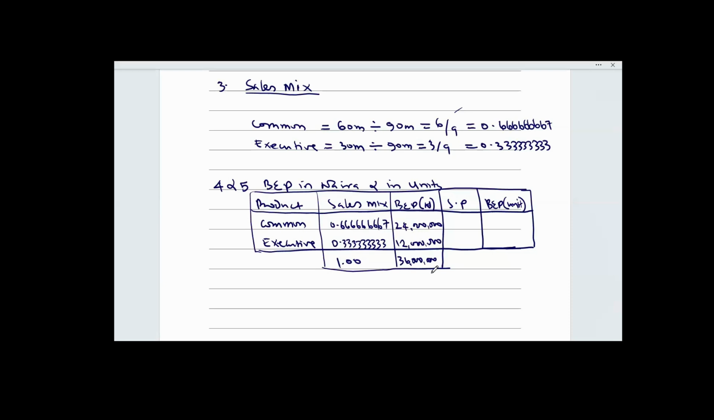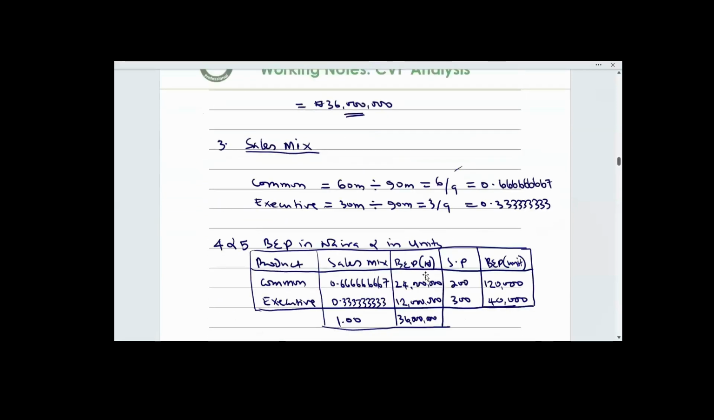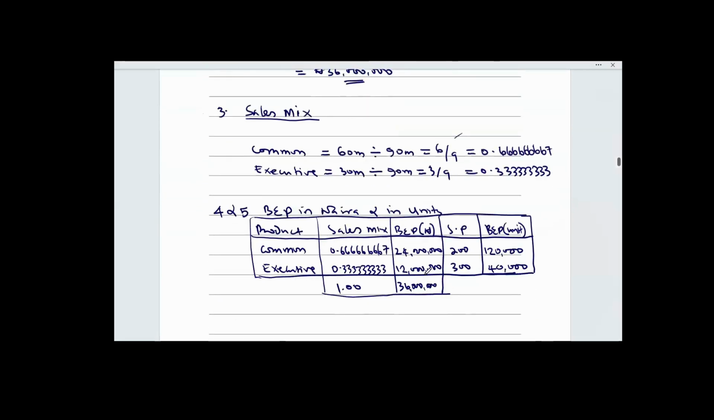Selling price of common is 200. Selling price of executive is 300. Therefore, 24 million divided by 200 should be 120,000. Then this should be 40,000. That's all. 3 marks. You shouldn't waste too much time on this. You pocket it out of 15. Move to the next one.